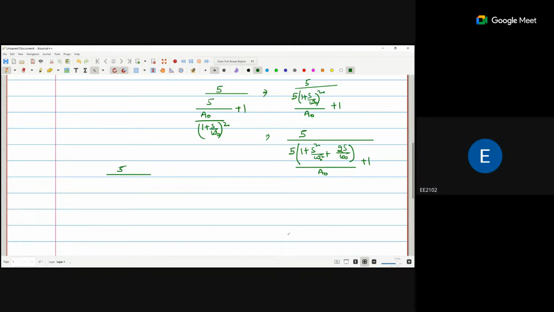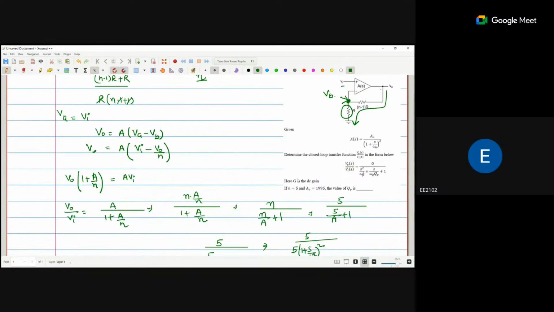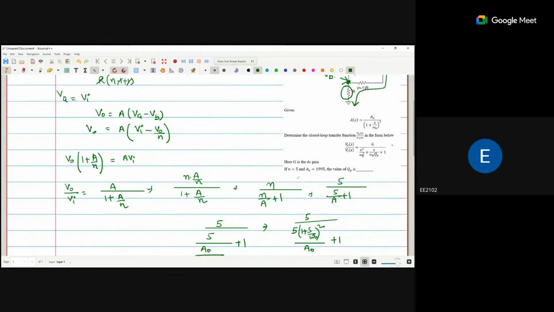That is 5 upon (5 upon A naught plus 1). This is a constant term, plus 5 s squared upon A naught omega naught squared, plus 2s upon A naught. Okay. Now you have to compare with this equation and find the value of QP.